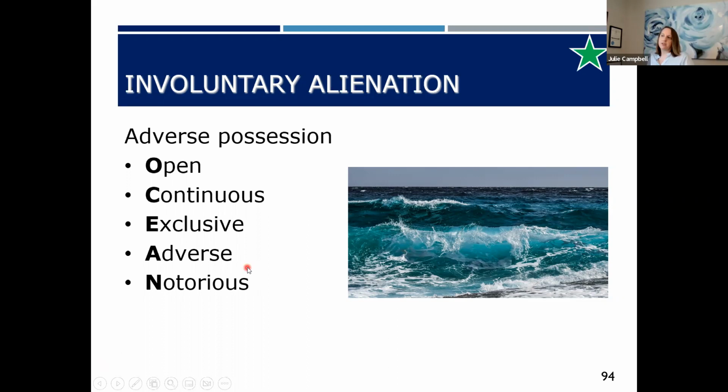And then it's notorious, which means you don't have permission of the owner. If you have permission, they can't claim adverse possession. But if you don't have permission of the owner, it's notorious. So the judge is looking for these 5 things when they're determining if they can grant the claimant adverse possession.